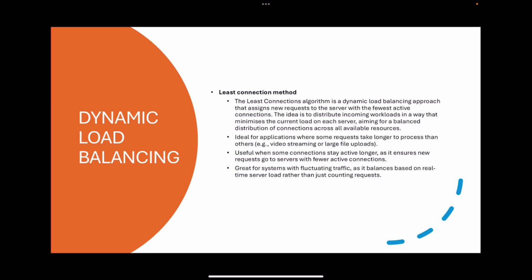Ultimately, that is the goal of a distributed system design. It is ideal for applications where some requests take longer than the others. So some servers might be occupied for more time than the others, in which case the other incoming requests can be redirected to the other available servers. It is useful when some connections stay live longer. Living longer than usual means that the response time is very high or the computation involved in that request is very high. It ensures that the new requests go to the servers with fewer active connections.